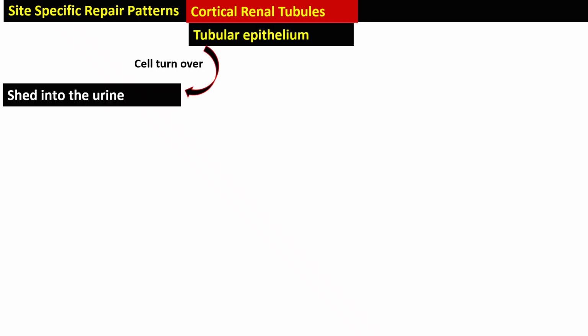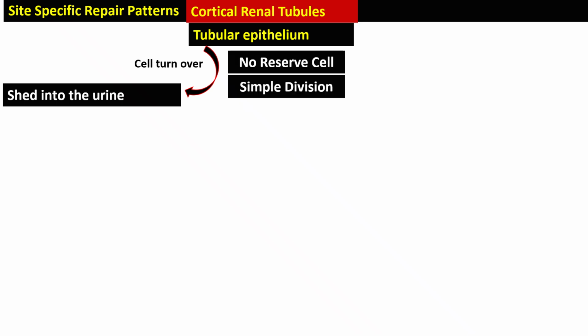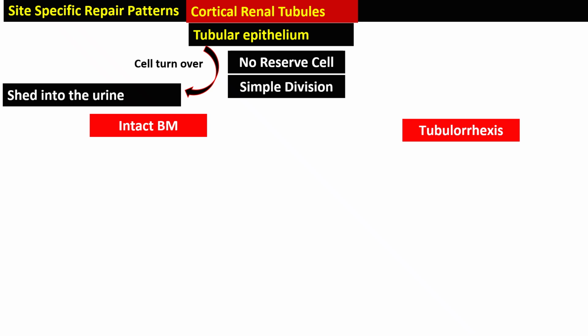So the renal tubular epithelium is lined by cuboidal epithelial cells, and there is epithelial turnover, and they shed into the urine. They continuously shed and divide. So there can be two responses to injury. One is when the basement membrane is intact, and another when there is tubulorrhexis and the basement membrane is not intact.